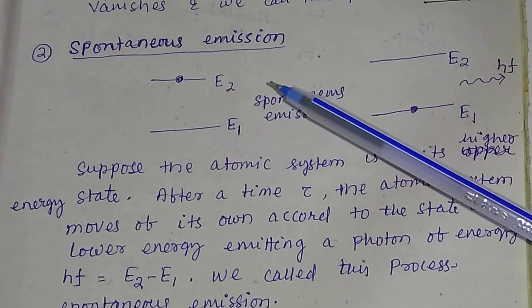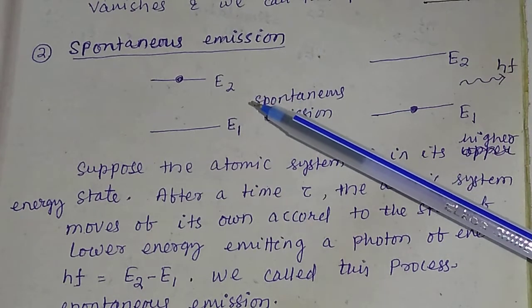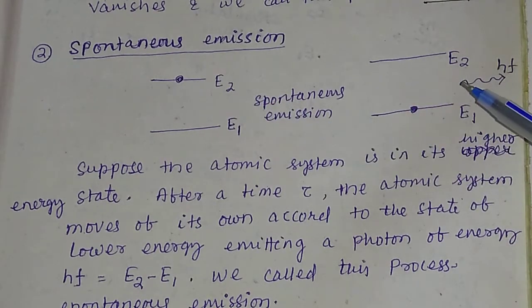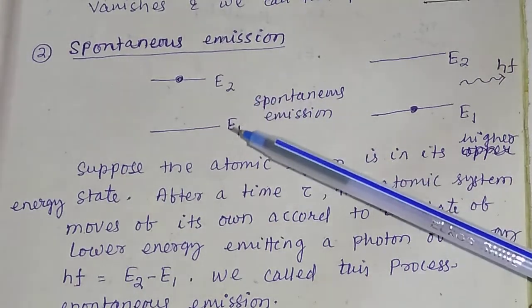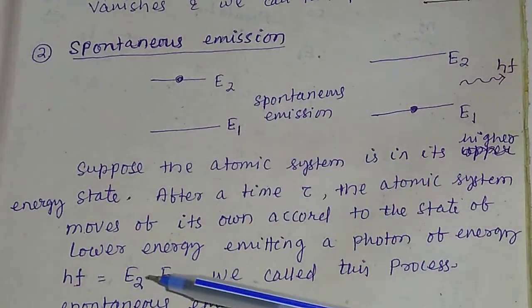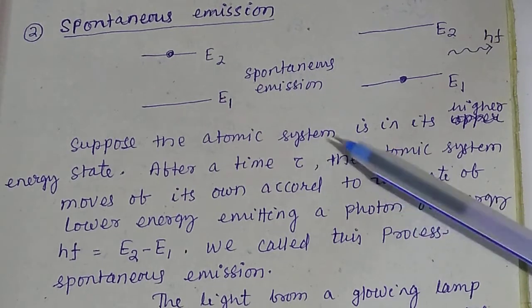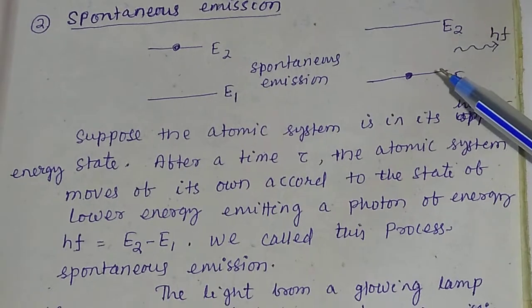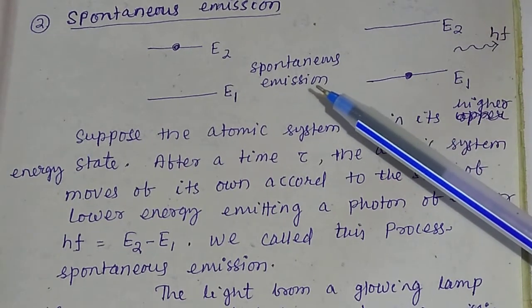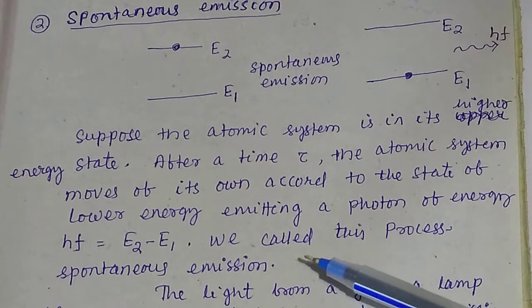The atom which is at a higher energy state emits a photon of energy hf, and the energy of this photon is equal to the difference of the energy of the two states, that is, hf is equal to E2 minus E1. Since the emission of the photon is spontaneous, we call this process spontaneous emission.